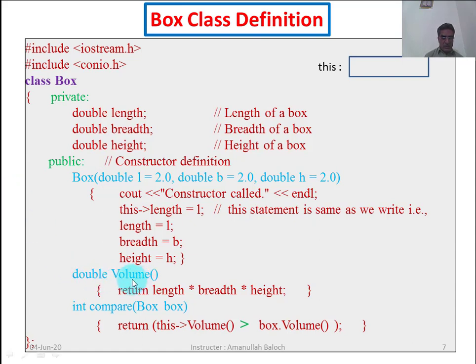This is the volume member function, which will return a value of type double, because each and every data member of the class has the data type double. So these three class variables, length, breadth and height, are multiplied with each other, creating the volume of a box, and the data type of that volume value will also be double. So it will return a double type.